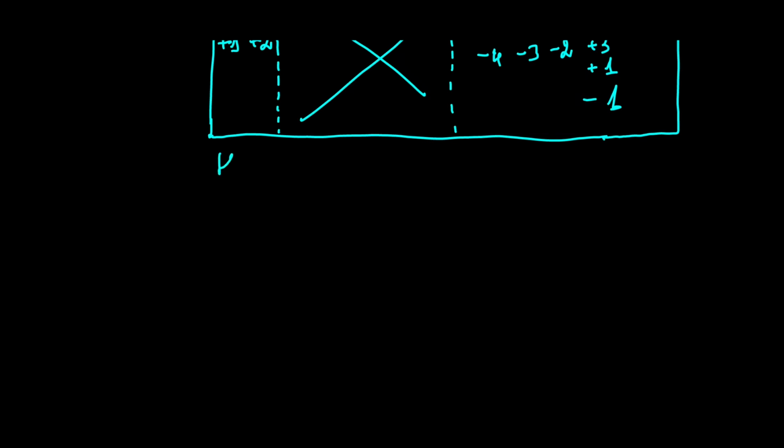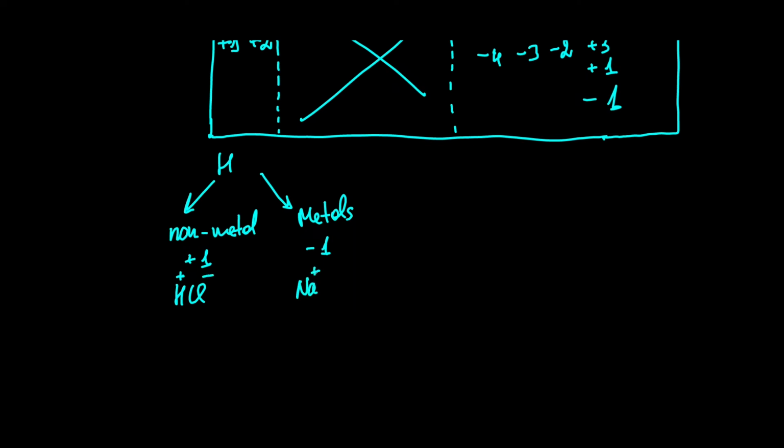First is hydrogen. If hydrogen forms a compound with a nonmetal, its charge is always +1, and with metals, it's always -1. For example, in hydrogen chloride, hydrogen is +1 and chloride -1. But in sodium hydride, sodium is +1 and hydrogen is -1.